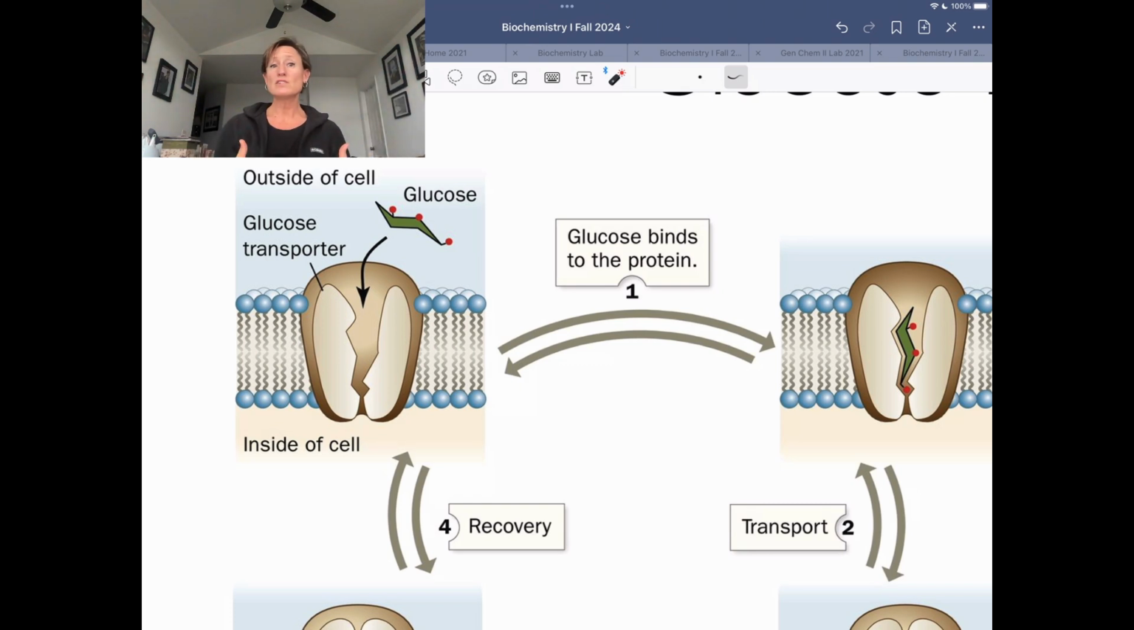It's going to get moved to the other side. So the motion of my transporter is really open. I bind substrate, conformational change, substrate goes out on the other side. In this case, the substrate is glucose. So we sort of see that here.